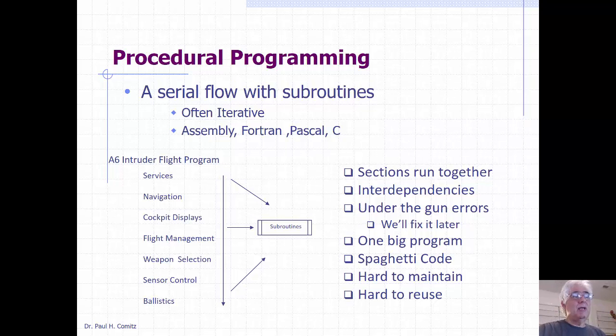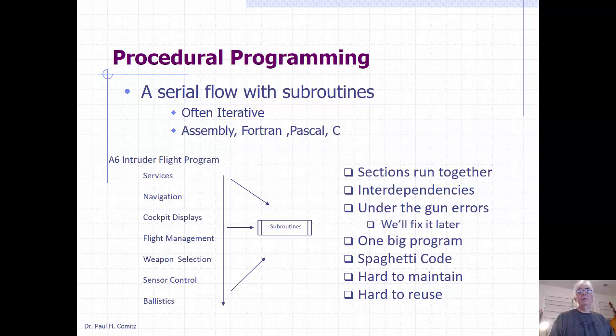Interdependency, dependencies between sections were created. And so, for example, the navigation section would be partially dependent on code in the display section, or even worse, in the flight management section. The ripple effect of that: if you made changes in the flight management section, you might break something inadvertently, of course, in the navigation section.